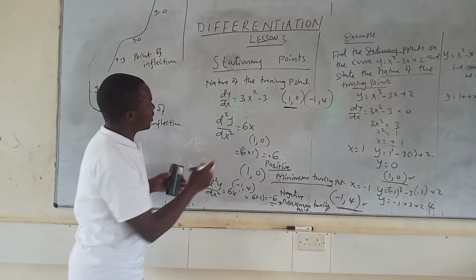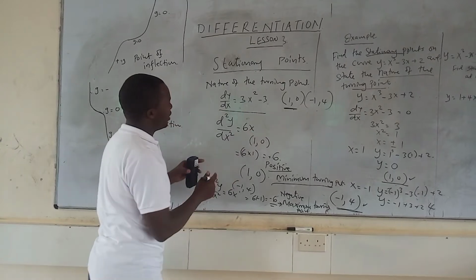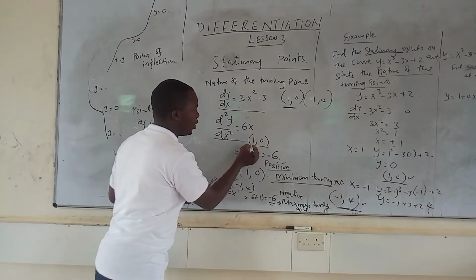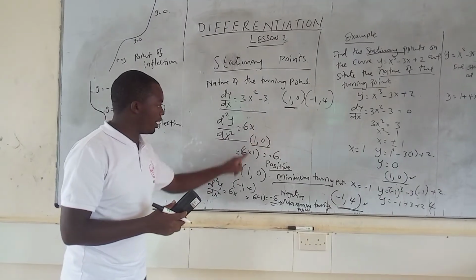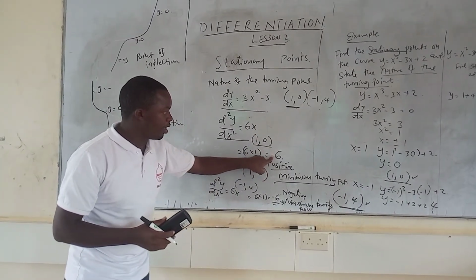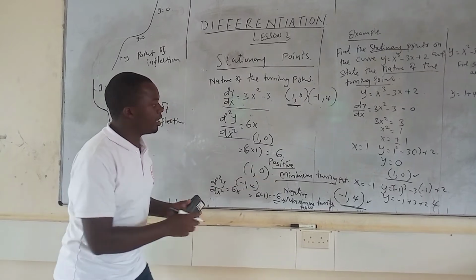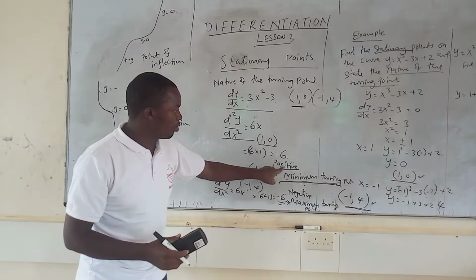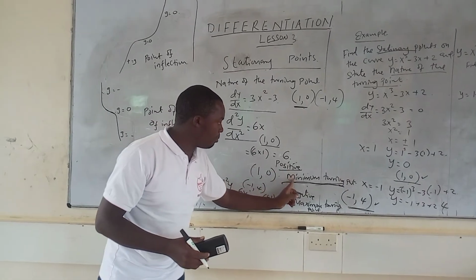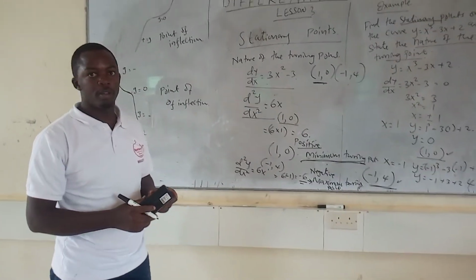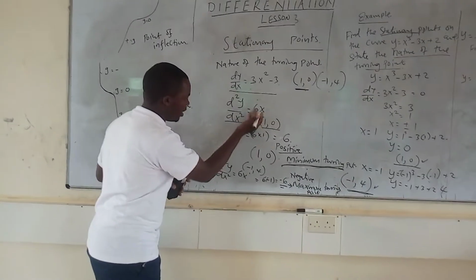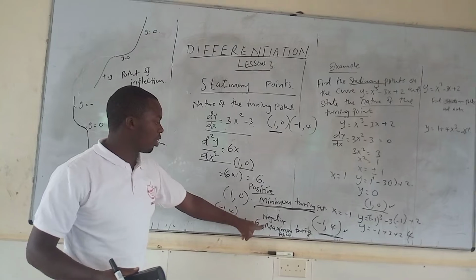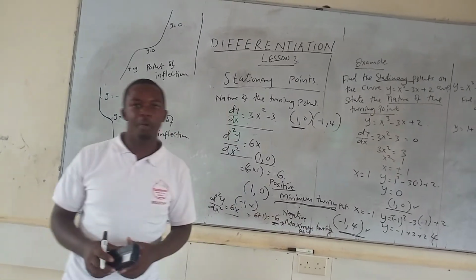So what I've done is I have gone for the second derivative. On the second derivative, the first point: I substitute 1 here, I get positive 6. If the answer is positive 6, then I should conclude that it is a minimum turning point. If I go for the second derivative for the other case, I substitute, I get the negative, then I should conclude that this is a maximum turning point.